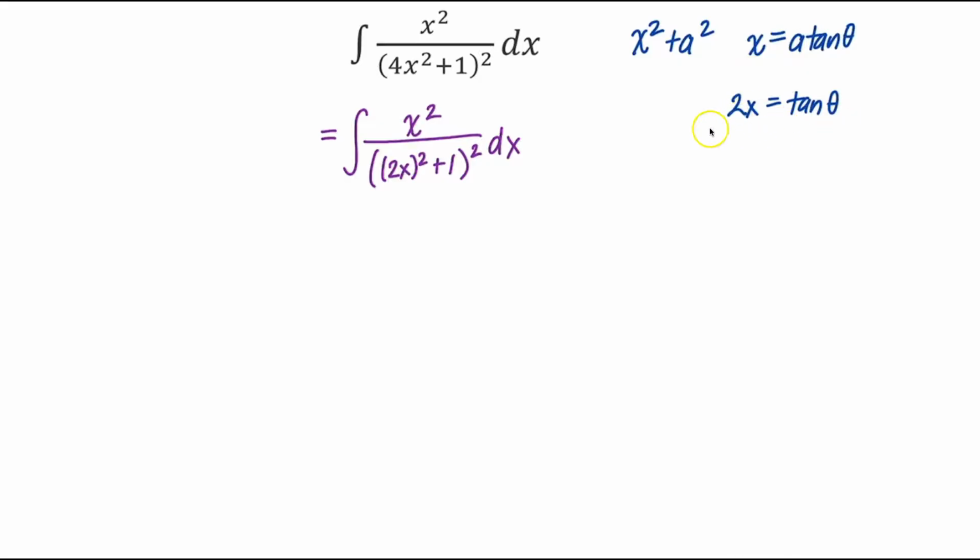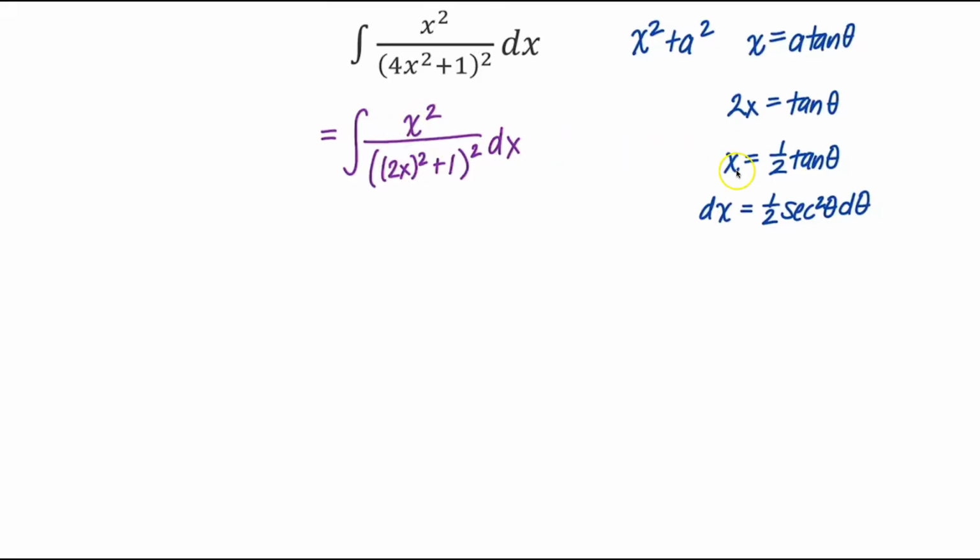So in my substitution, I'm going to let my x be a 2x. So 2x is equal to tangent theta. So that means that x is 1/2 tangent theta. And then dx is 1/2 secant squared theta d theta. So now we can make our substitution.